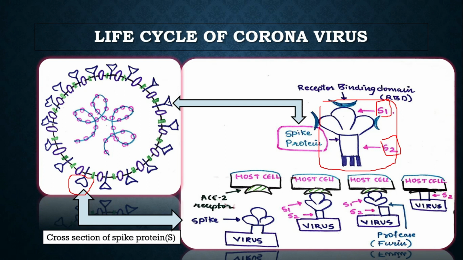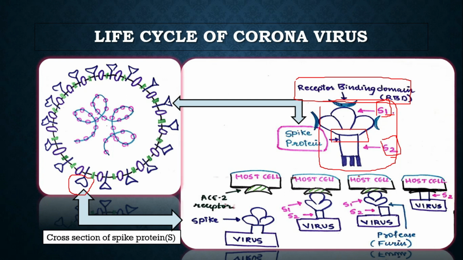S1 will bind to a specific receptor located at the surface of the host cell, and it consists of the receptor binding domain. The next is S2, which functions in mediating fusion between the viral envelope and the target cell membrane. So S1 is responsible for binding and S2 is responsible for fusion. Between S1 and S2, a cleavage site is present, as I have shown here.